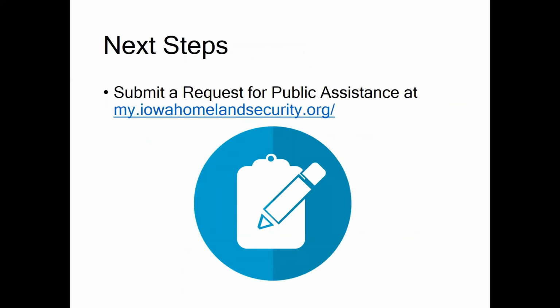So the next step in the process is really to submit an RPA through our grants management system, EM Grants Pro. And if you're not sure if you have the right kind of damage or enough damage, that's okay. Go ahead and submit an RPA. If you later identify that the PA program is not the right fit, you can always withdraw. But it's very important that HSEMD receives your RPA prior to the 30-day deadline to consider your eligibility in the program.